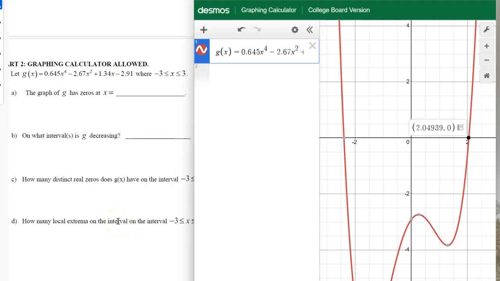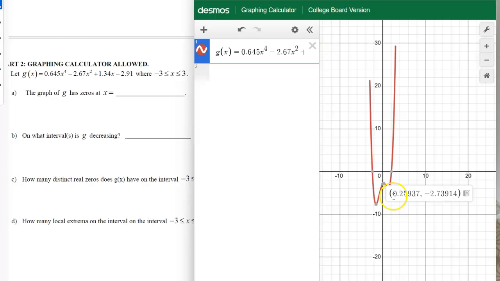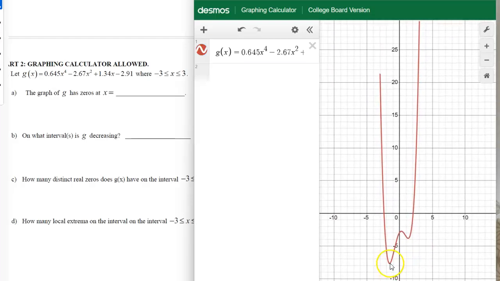Just letting you know. All right, letter D, how many local extrema? Local extrema are both local maximum and local minimum. In other words, both relative maximum and relative minimum. I'm going to zoom my graph out a little bit because you're most likely to miss something going on. All right, let's do the most obvious ones. There's my relative minimum. There's my relative maximum. And there's a relative minimum, the top of the valley and bottom of the valley. So I have 3 local extrema here.